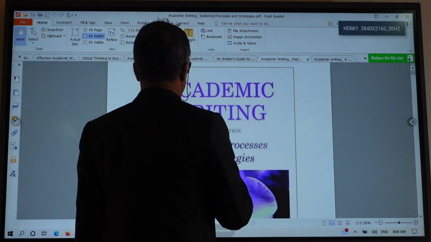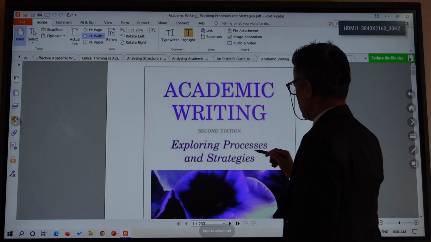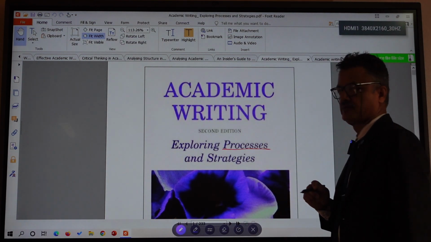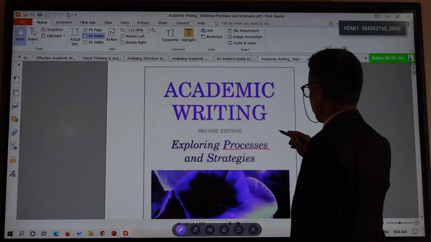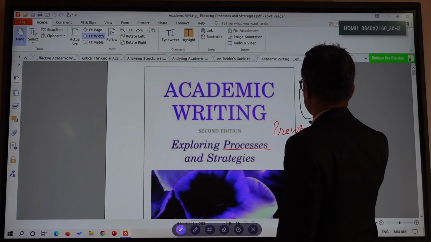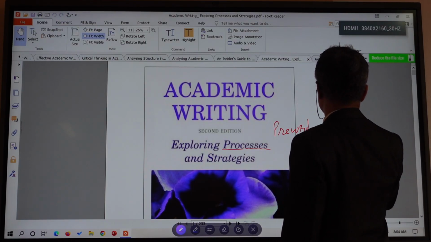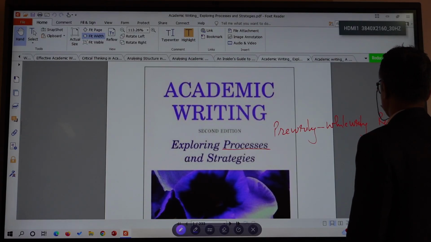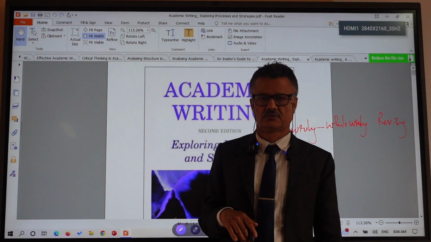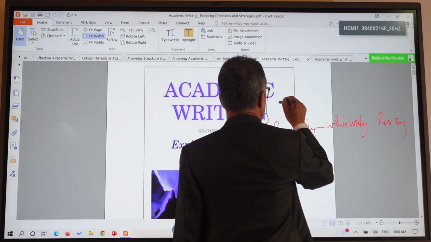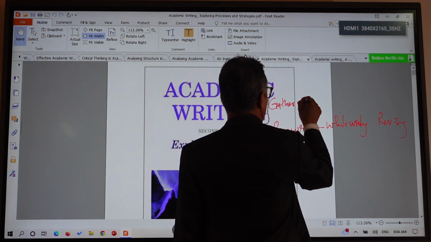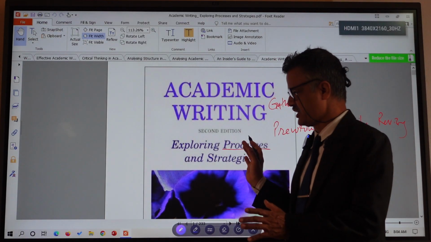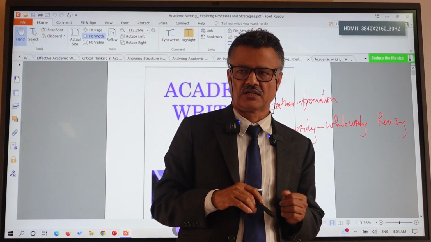Second, academic writing has a process of writing. It follows a process. For example, pre-writing, while writing, revising. Three steps. In the pre-writing stage, you gather information for writing. For example, I'm explaining this concept of academic writing, and what are you doing? You are noting down.